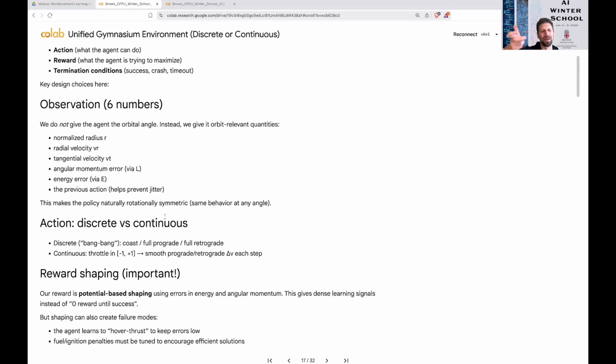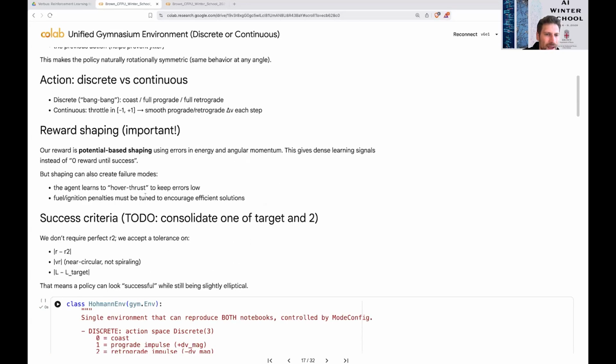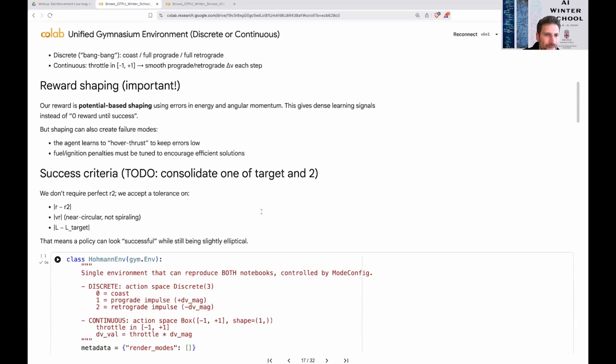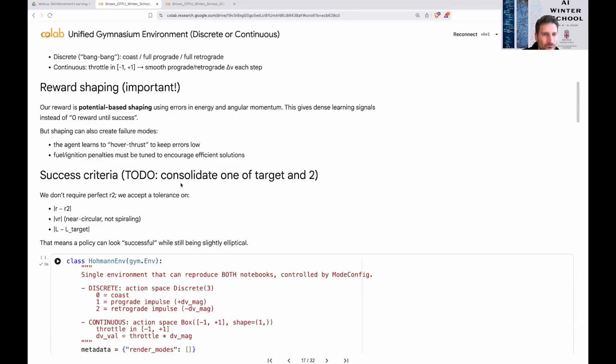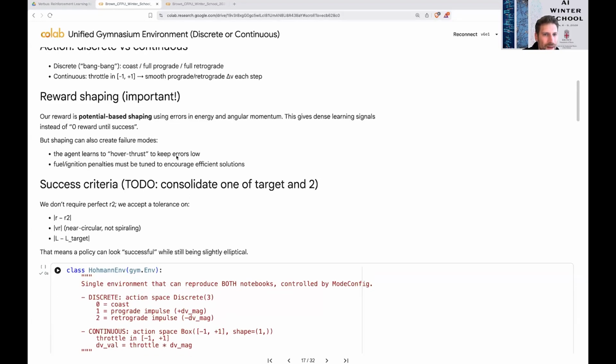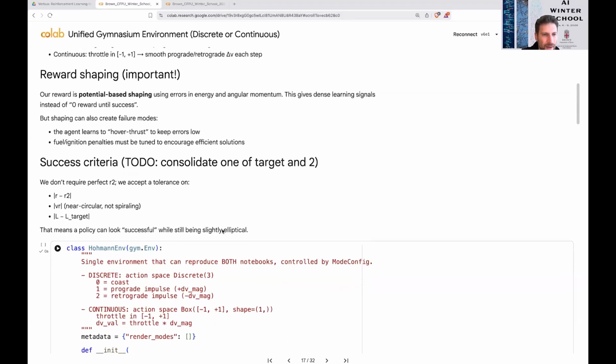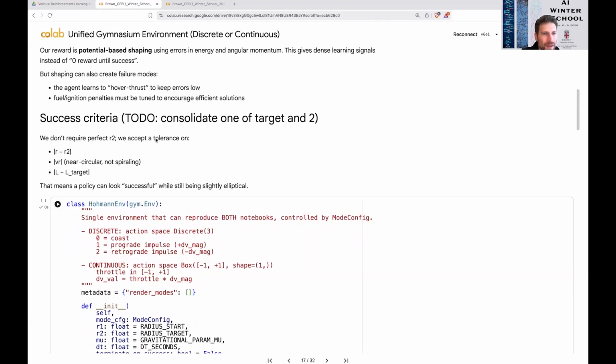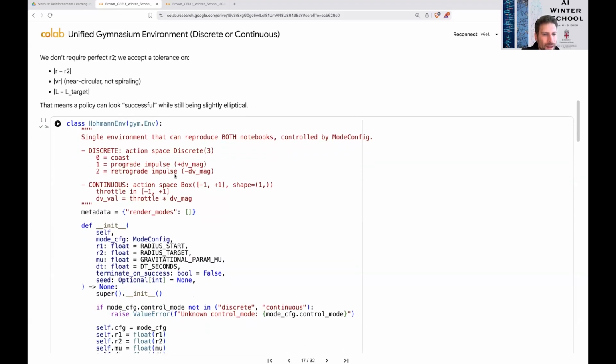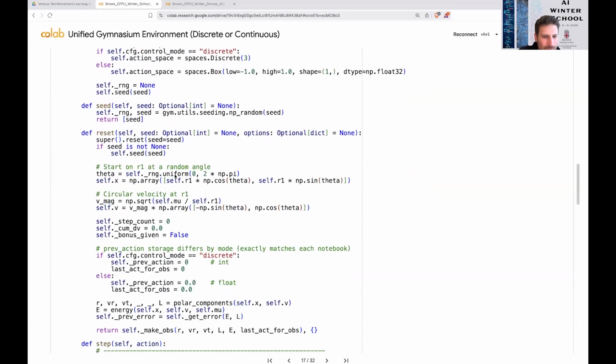And again, we're going to do a case where it can do either the discrete on-off or the continuous throttle. And we're going to have potential based reward shaping using the errors in energy and angular momentum. So basically, the closer you get, the more you reduce those errors, the more you are rewarded. Okay, so we have all of that.